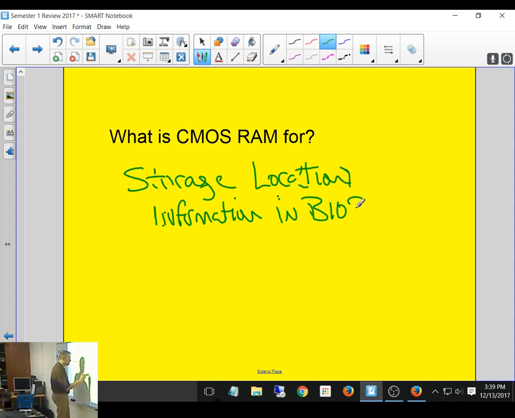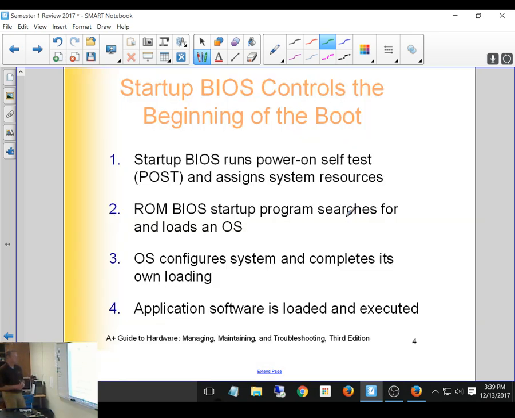So it's just the location where we save boot order, time and date, whether we want the system to auto start, whether we want it to auto start at a specific time, do we want the different devices turned on or turned off. That's where anything that we change in BIOS is stored, in CMOS RAM. And so it's volatile, it can go away if we pull the CMOS battery, but that's what it's for, okay?